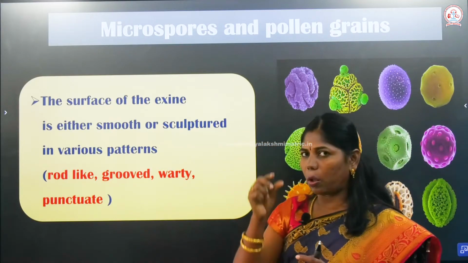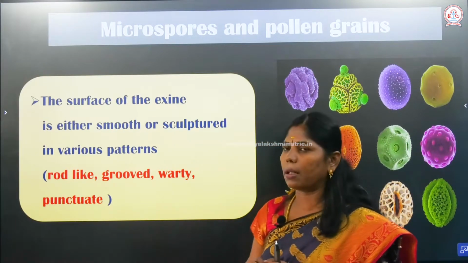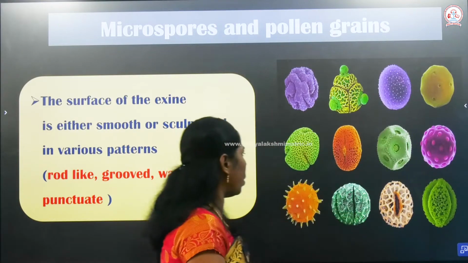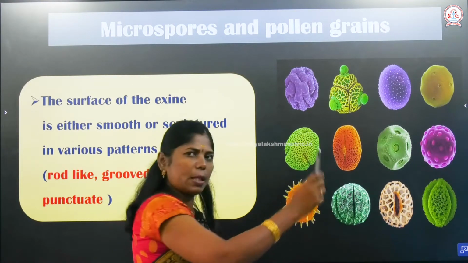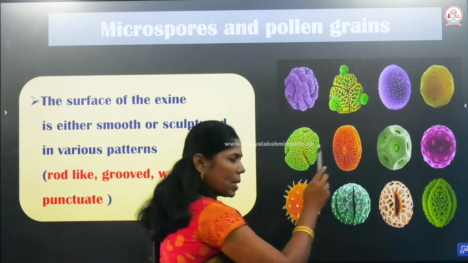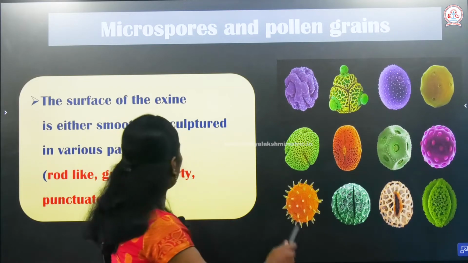Rod means a small rod-like structure. Grooved, it consists of some depressions. We can see small depressions in these pollen grains. If you look at the pollen grains here, there are tiny depressions. This is known as grooves.